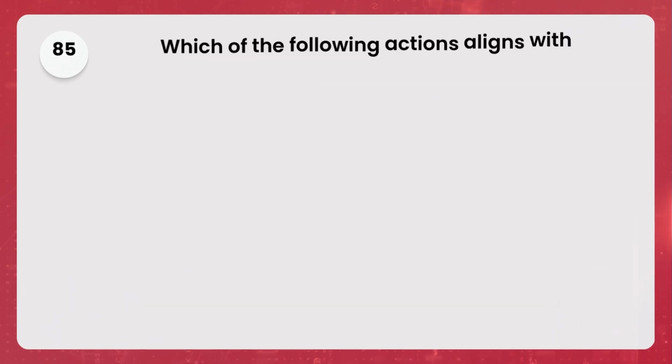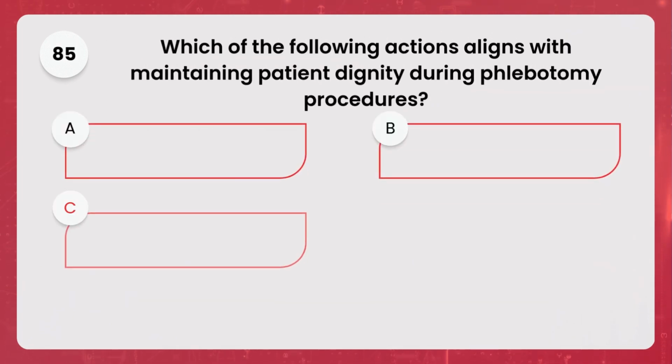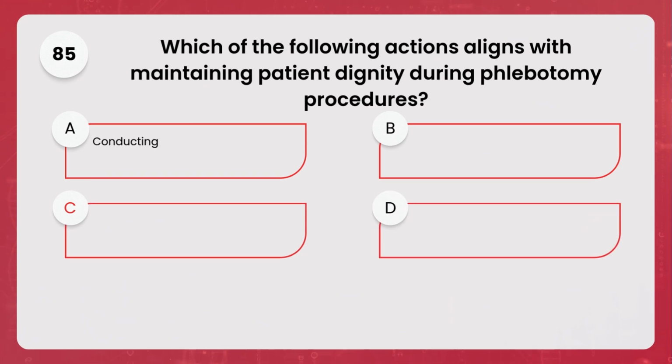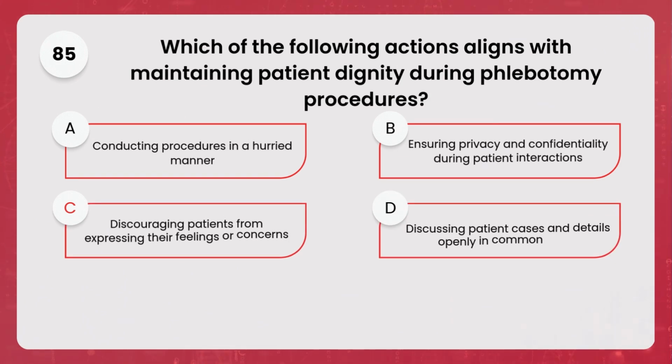Number 85. Which of the following actions aligns with maintaining patient dignity during phlebotomy procedures? A. Conducting procedures in a hurried manner. B.